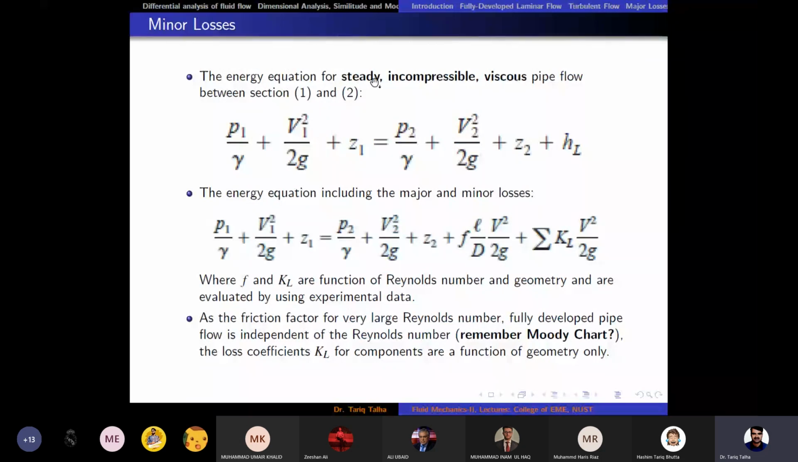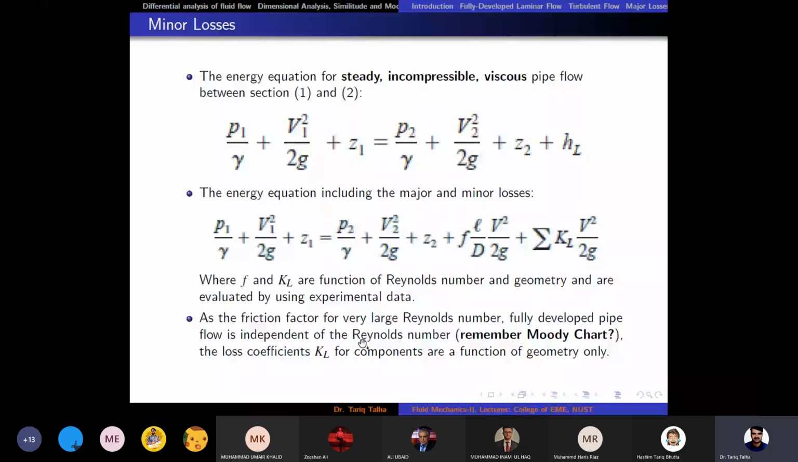So this energy equation is applicable for steady incompressible viscous pipe flow. Now f and KL are the major things which need to be determined in order to put into this equation, and the rest of the things we can get from the gauges. And the last point here is that the friction factor for very large Reynolds number, fully developed flow, is independent of the Reynolds number.